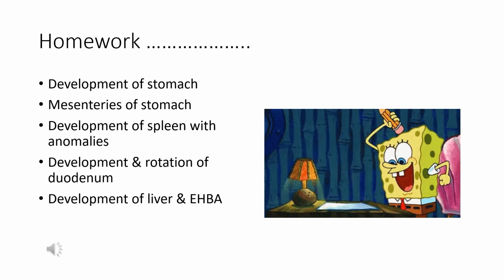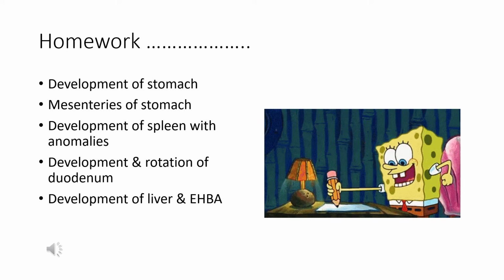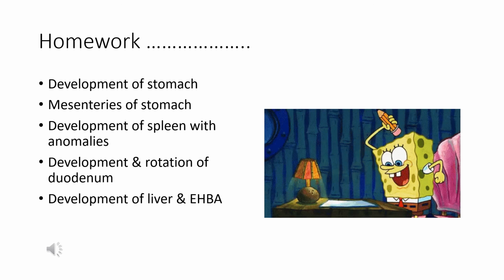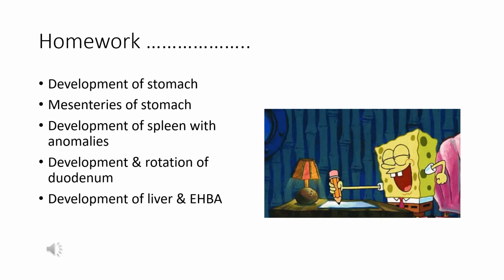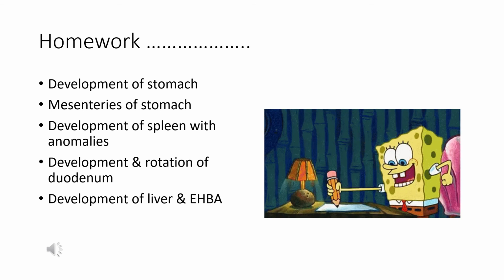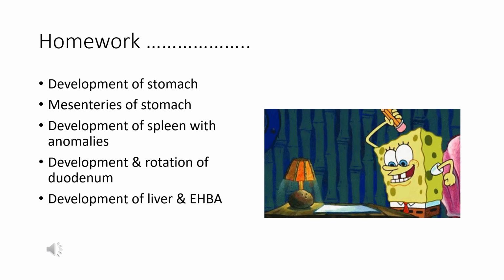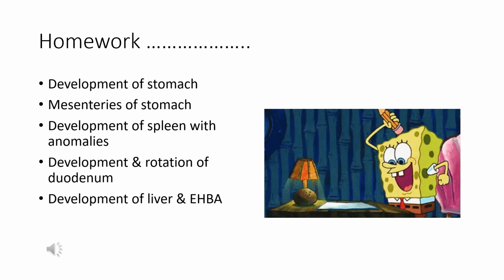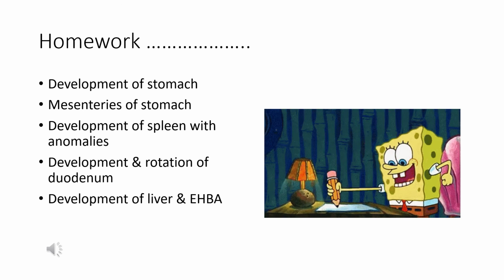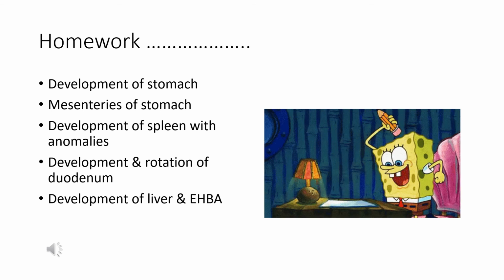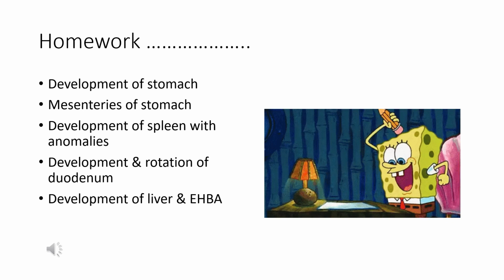These are the important assignments from this class. Number 1, development of the stomach. Number 2, the changes and the derivatives in the mesogastria of the stomach. That means you have to know the derivatives of the ventral mesogastrium as well as the derivatives of the dorsal mesogastrium. Number 3, you have to know the development of the spleen along with the most common congenital anomalies of the spleen. Number 4, the development and rotation of the duodenum. And most importantly, the development of the liver and the extrahepatic biliary apparatus.